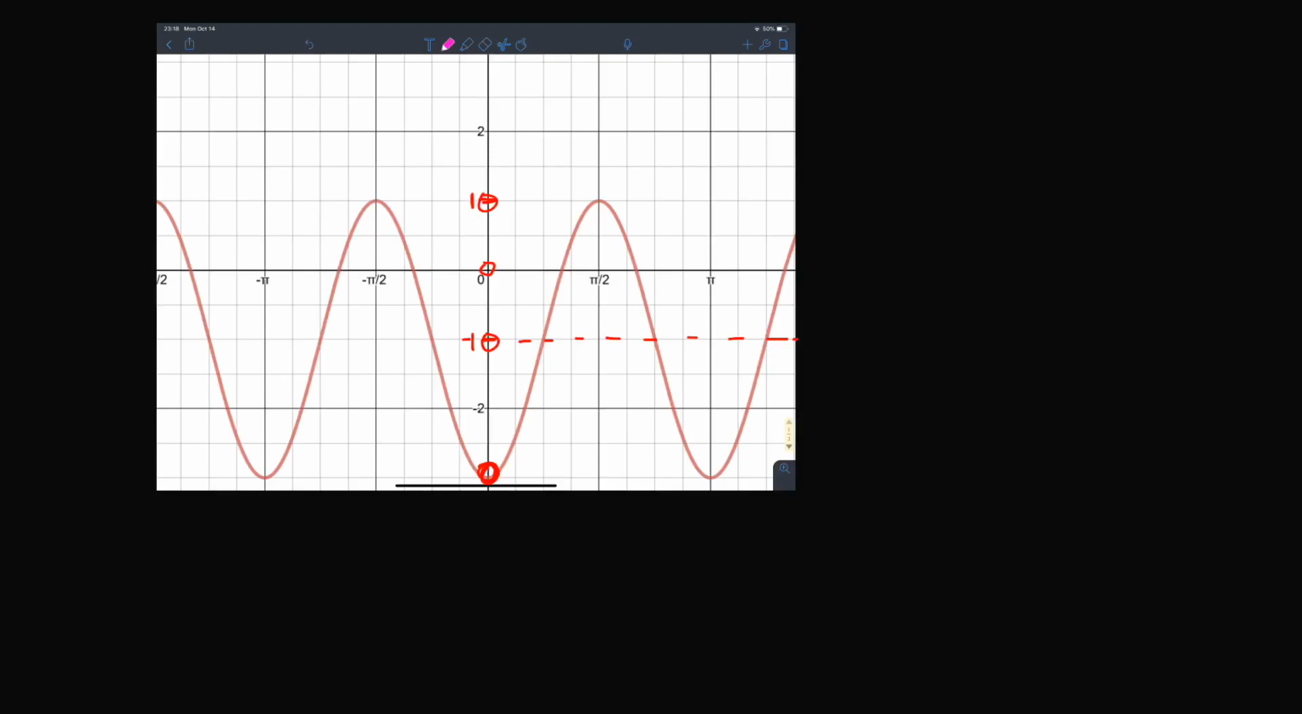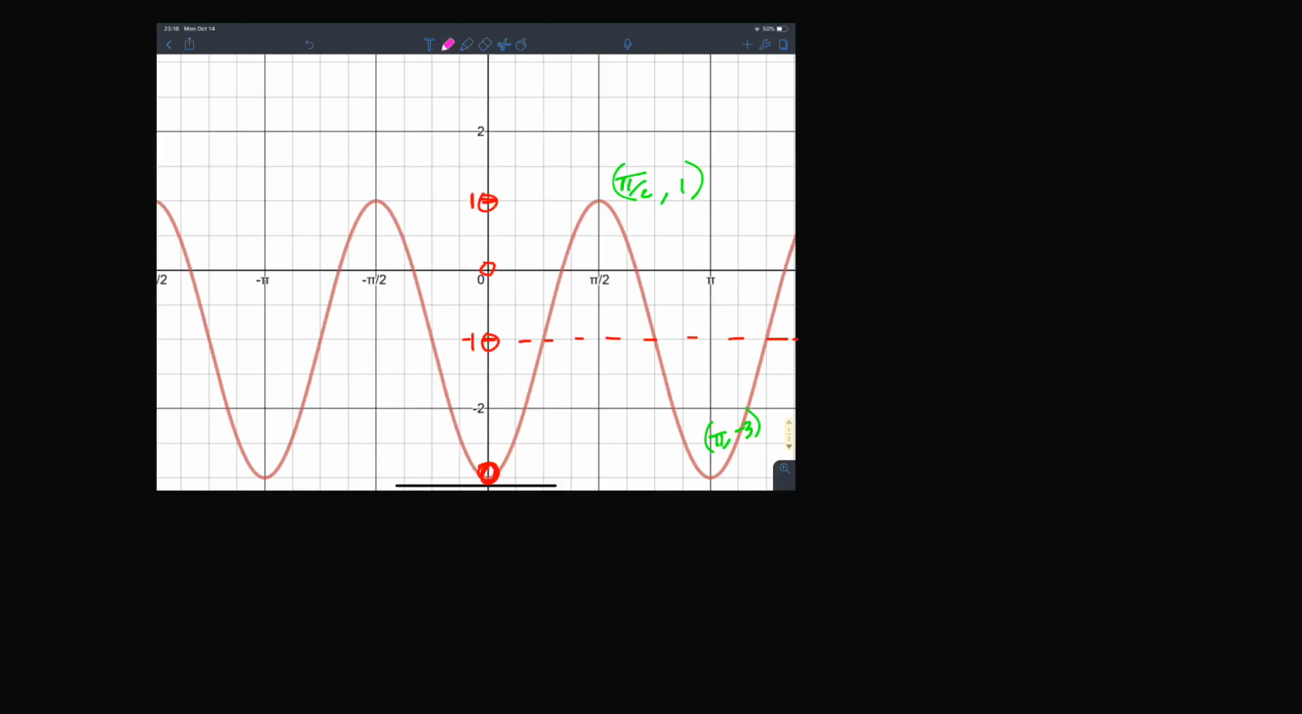So if I look at that, the max here looks like it is 1, right? This is pi over 2. Sorry for the terrible colors. 1, right? And your min is at pi, and this is, I think, -3, right?